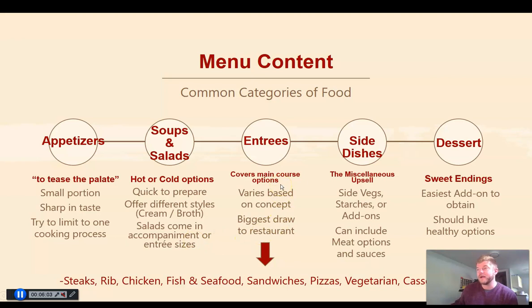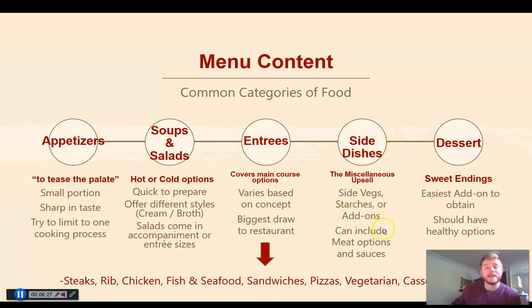Entrees, they cover all kinds of different stuff. So this will be very, very much based on your concept. Steaks, rib, chicken, seafood, sandwiches, pizzas. It all depends what you are. But if you are a high-end pizza place, that's your wheelhouse. Where are your pizzas? Kensington's in town is a burger place. So that's their sandwiches or burgers.